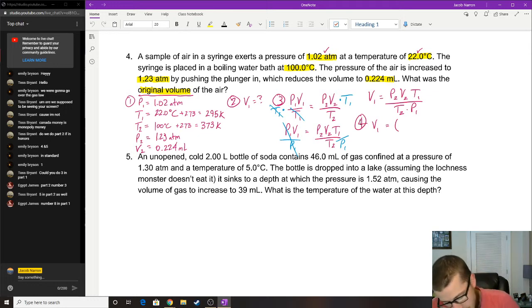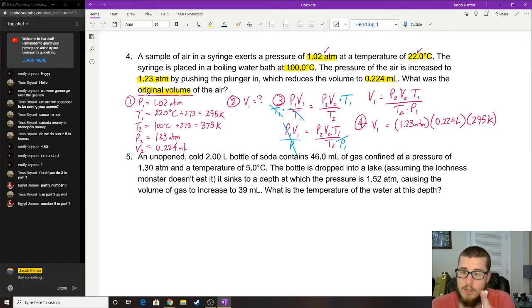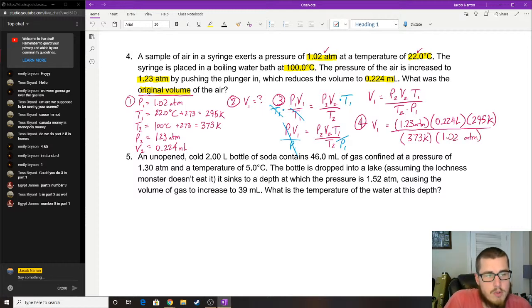It's perfect. So P2, 1.23 ATM was P2. V2, I look at my list, 0.224 liters. T1, I look at my list, 295 Kelvin. That is important. Make sure it's Kelvin. All right. Next thing, I'm going to divide all this junk by T2, which is going to be 373 Kelvin times P1. P1, 1.02 ATM. So see, everything goes where it's supposed to be.